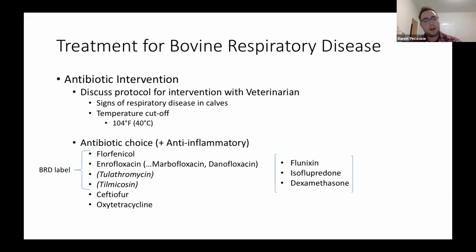I've also included there tulathromycin and tilmicosin. Those are commonly used, like I said before, in that metaphylaxis or group treatment, and not as commonly for initial treatment. However, those top four bracketed drugs there do have a bovine respiratory disease label claim. So they are labeled for use for treatment of pneumonia associated with shipping fever or bovine respiratory disease.